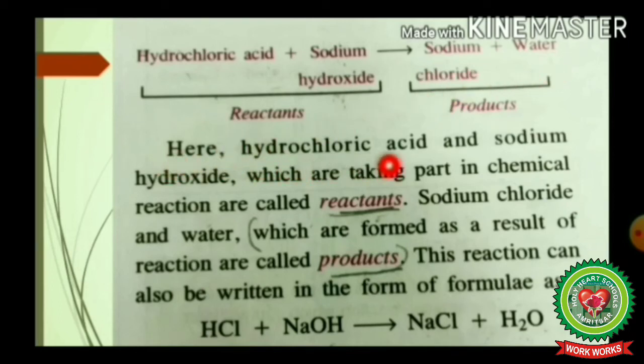Here, hydrochloric acid and sodium hydroxide which are taking part in chemical reaction are called reactants. Sodium chloride and water which are formed as a result of reaction are called products. This reaction can also be written in the form of formulae as HCl plus NaOH to form NaCl plus H2O.